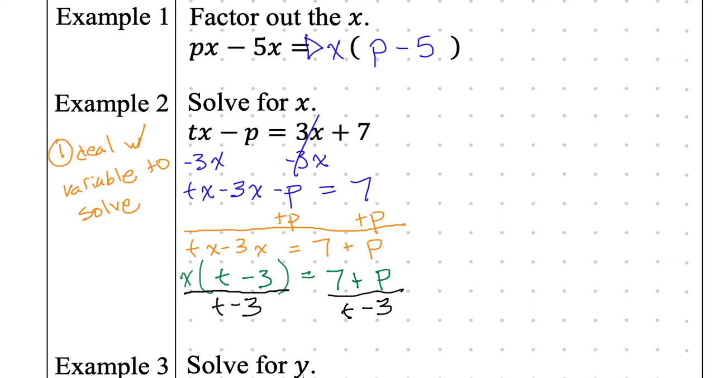I've never seen this before. Woo, finally learning some new stuff. And then we're done. That's the answer. Wait, what? Really? X, t minus 3, that's all gone. You can scribble them all out.